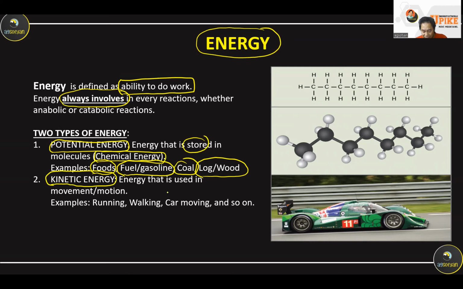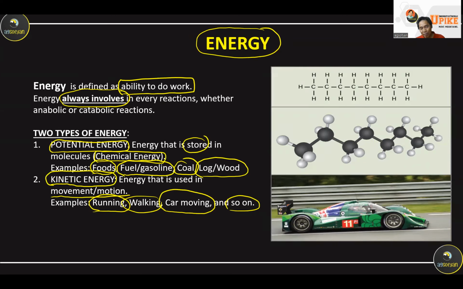So this is energy that is used in motion or in movement. For example, from the food that we eat, it will be converted into our kinetic energy, like using the ATP, we will be able to run, walk. Like in the car, for example, after we put the fuel, the gasoline, that stored energy in the gasoline can be used for the car to move, to run, to race, and so on. So this is the type of energy.